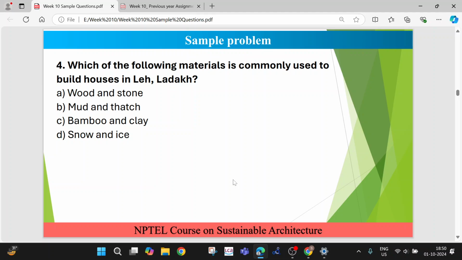Actually, sir, I was comparing the Shimla house and this Leh Ladakh. They have a very similar climate, but the difference is in the traditional vernacular architecture. So that's why the question came to my mind. I appreciate that question. That's fine.